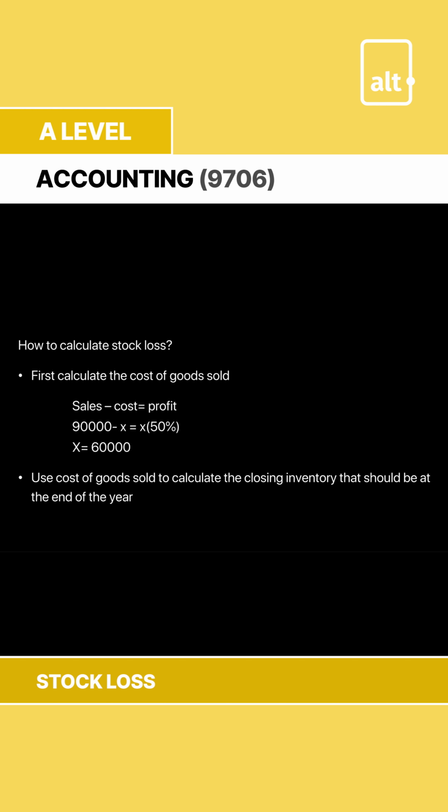So now once you have the cost of goods sold, you can now calculate the closing inventory. This closing inventory will be the figure that should be available, not what is available, but that should be available in your warehouse.